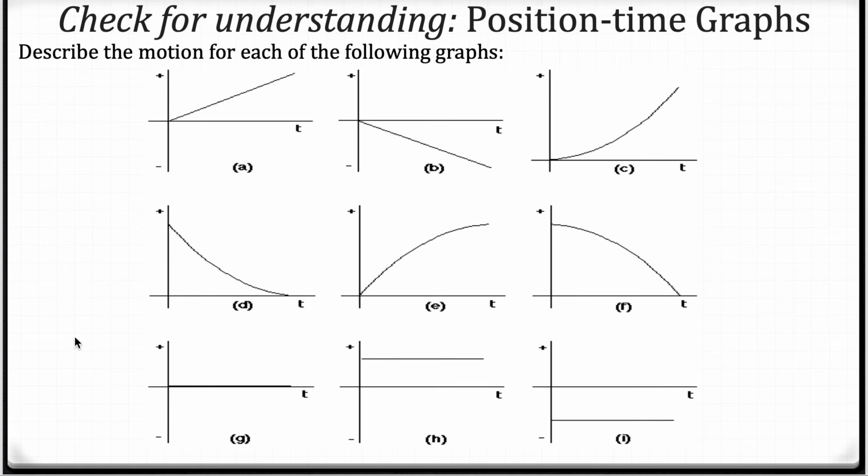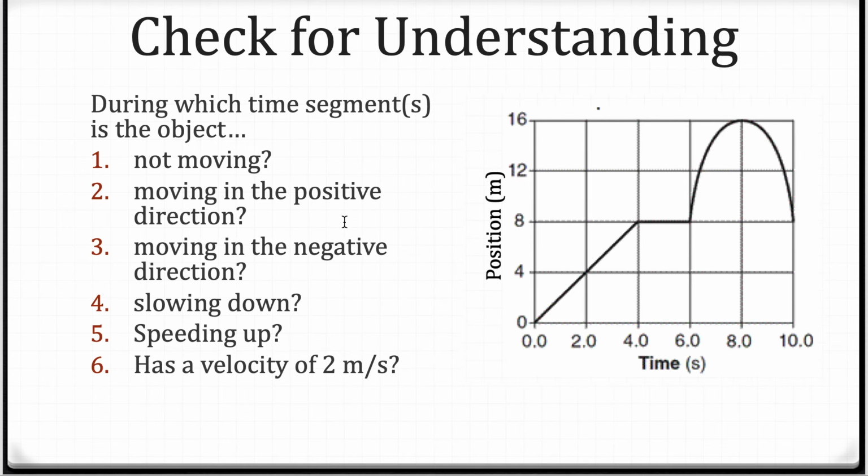All right. Let's go over the last check for understanding. So we're talking about this graph here. During which time segment or segments is the object not moving for number 1. So when we're not moving, we are looking for a horizontal line. So we have that from 4 to 6 seconds. So for number 1, our answer is 4 to 6 seconds.